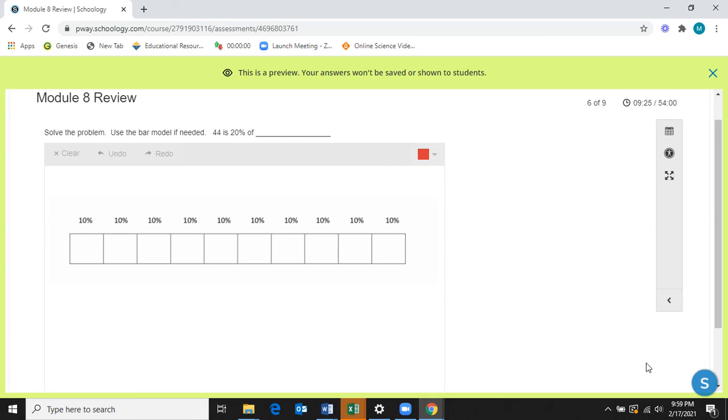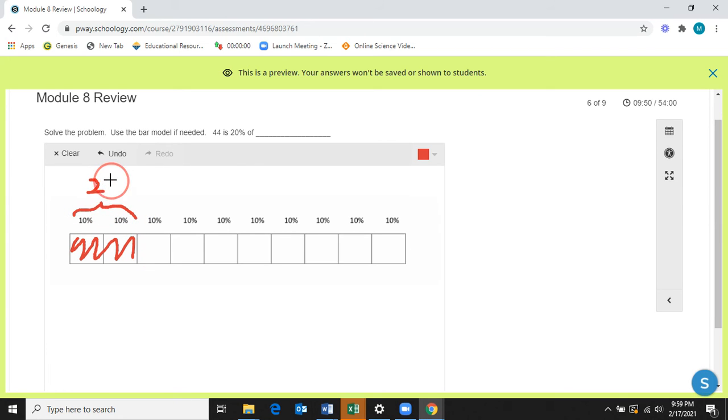Number 6. Solve the problem, use the bar model if needed. 44 is 20% of what? So I could use a bar model, you don't have to. But let's say we wanted to use a bar model, since it's out of we don't know, that means I don't know what the whole thing's out of. That's the question. But I do know I could shade 20%. So I'm going to shade 20%, and I'm going to label this 20%.